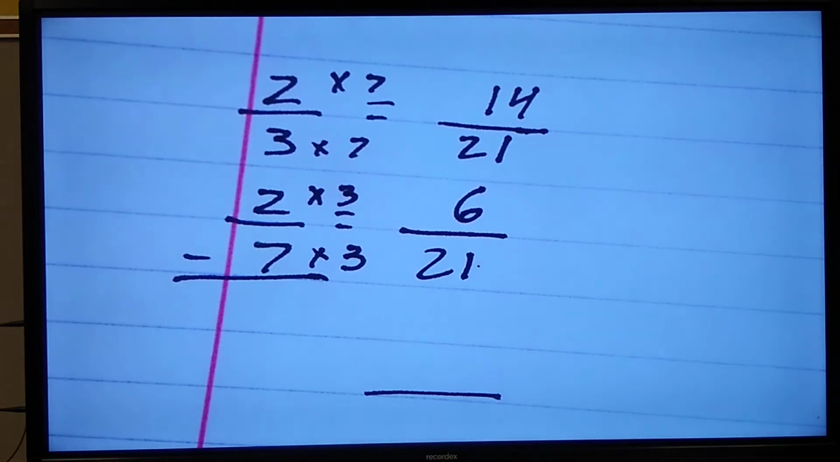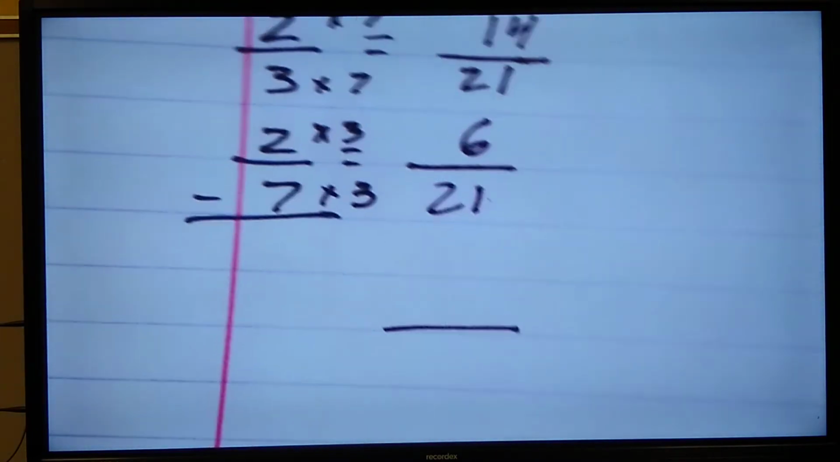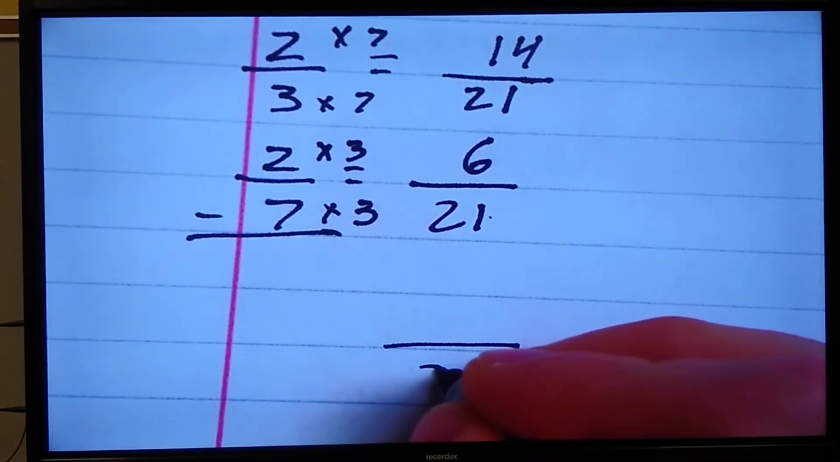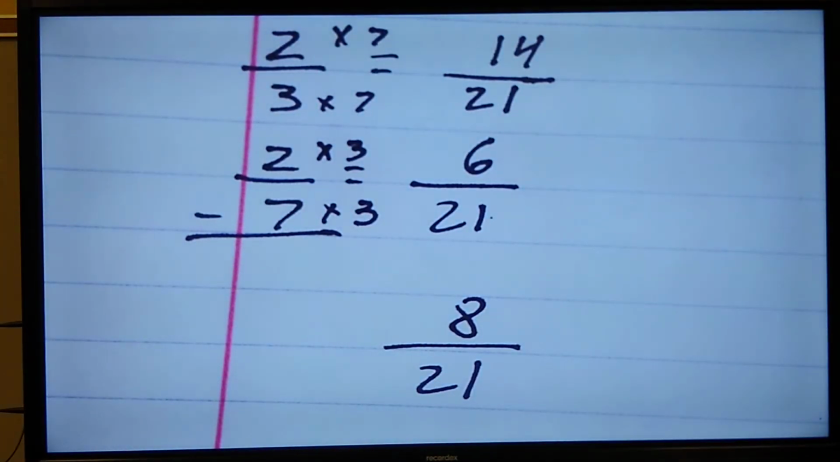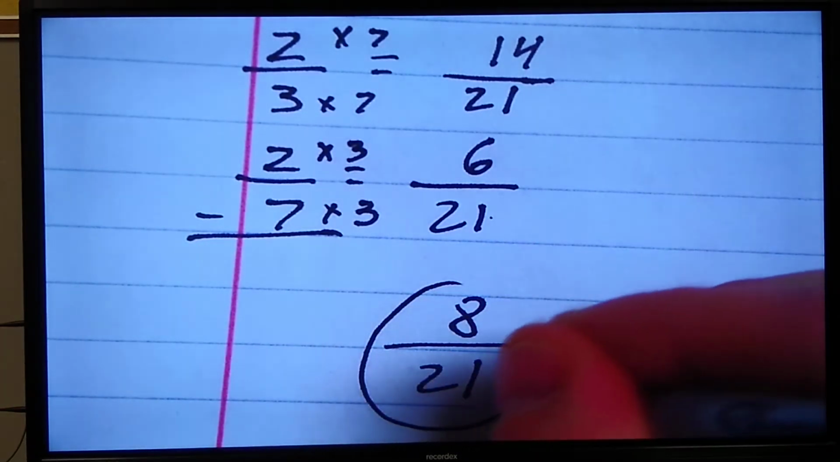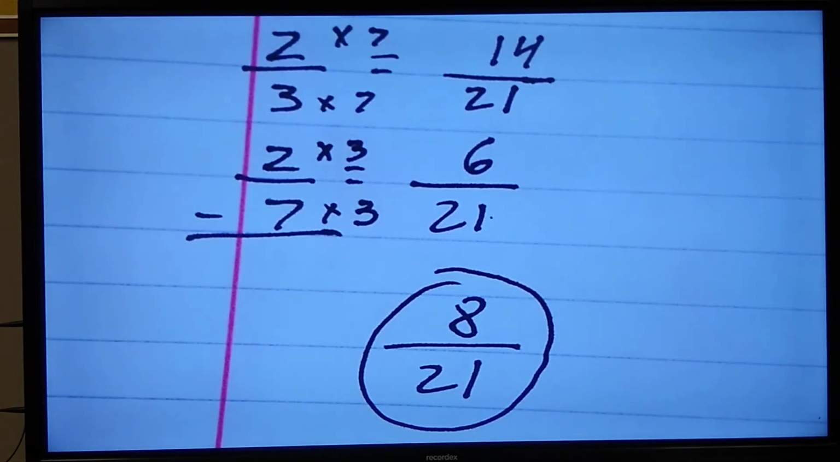Next, you subtract the numerators. The denominator stays the same. 14 minus 6 is 8. Now you have to ask yourself the two questions. Is it an improper fraction? No. Is it in simplest form? It is in simplest form. The answer is 8/21. That's how you subtract fractions.